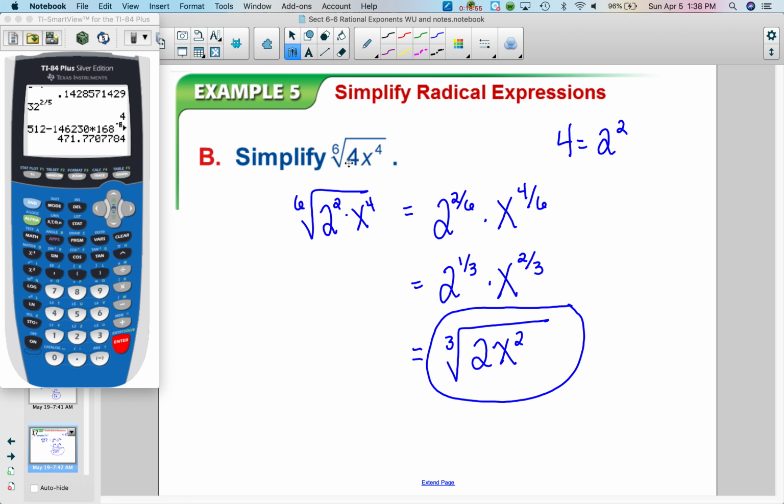So again, I broke that number down so that I could rewrite it with a power. I rewrote them with fraction exponents. The root goes on the bottom. Reduce the fractions if you can, and that would have been fine if you left your answer like that. I chose to put it back in radical form.